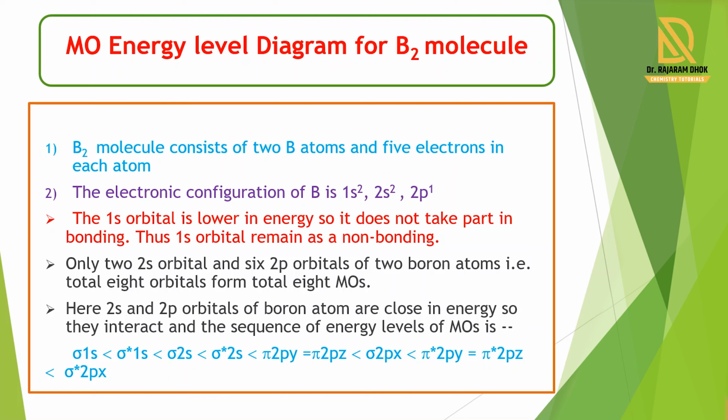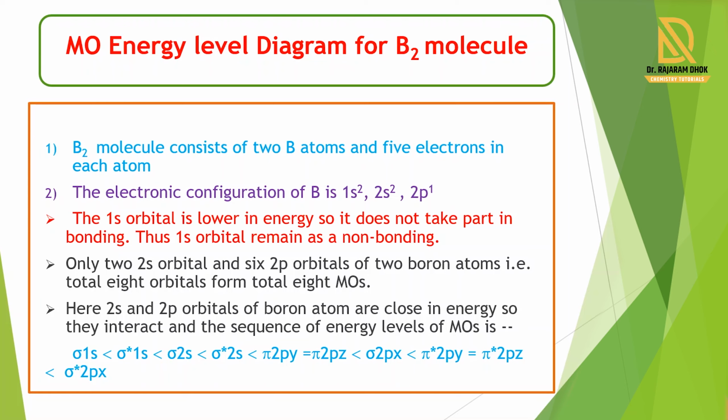We see the molecular orbital diagram for B2 in different stages. The first step is the electronic configuration of the boron atom. Boron contains 5 electrons, so its electronic configuration is written 1s2, 2s2 and 2p1. The 1s orbital of the boron atom is lower in energy, so it does not take part in bonding. Thus, that 1s orbital remains non-bonding.